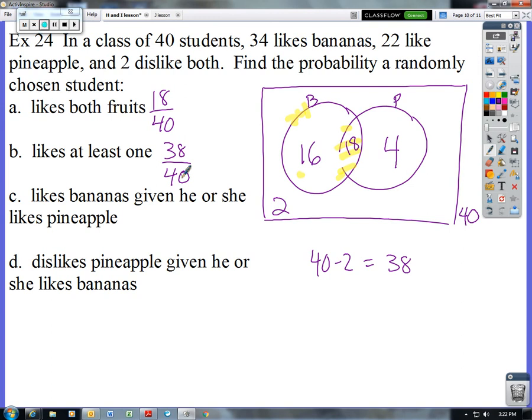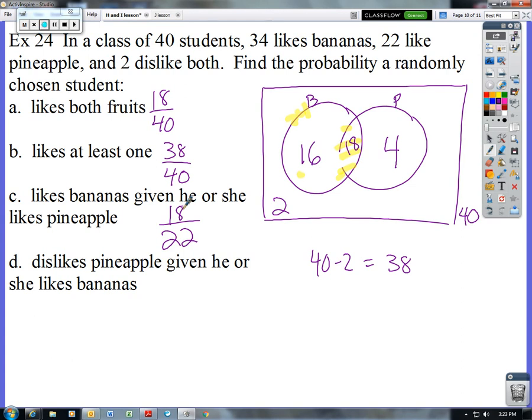So that means I'm going to do it intuitively. Over here, all my pineapple eaters are right here. There's a total of 22 of them. And out of those, the probability they like bananas, there's 18 of them out of the 22 that like bananas as well. You're also free to use the formula for that as well.